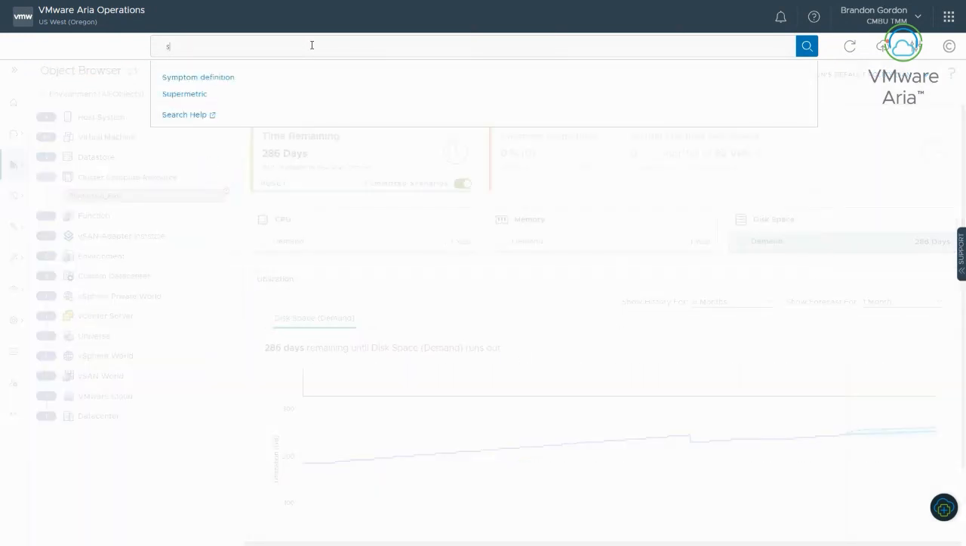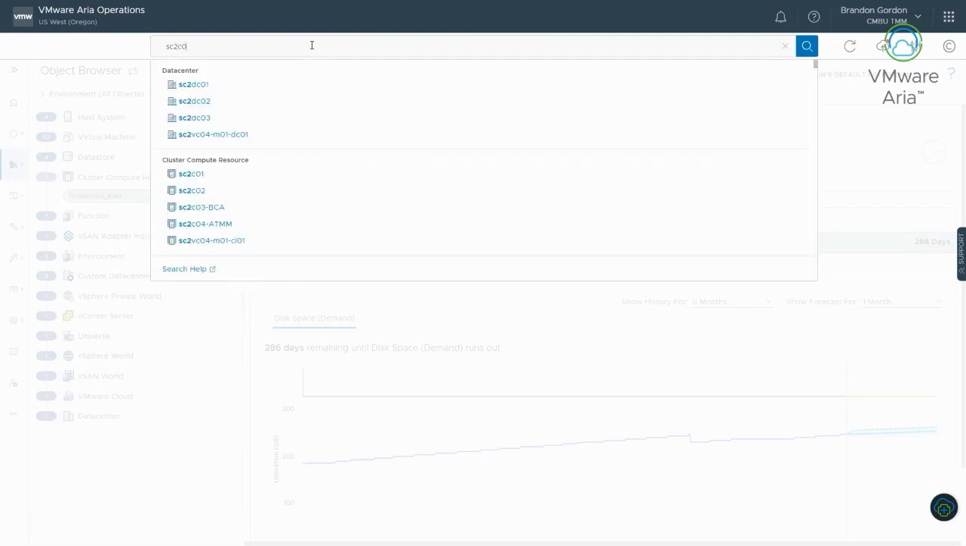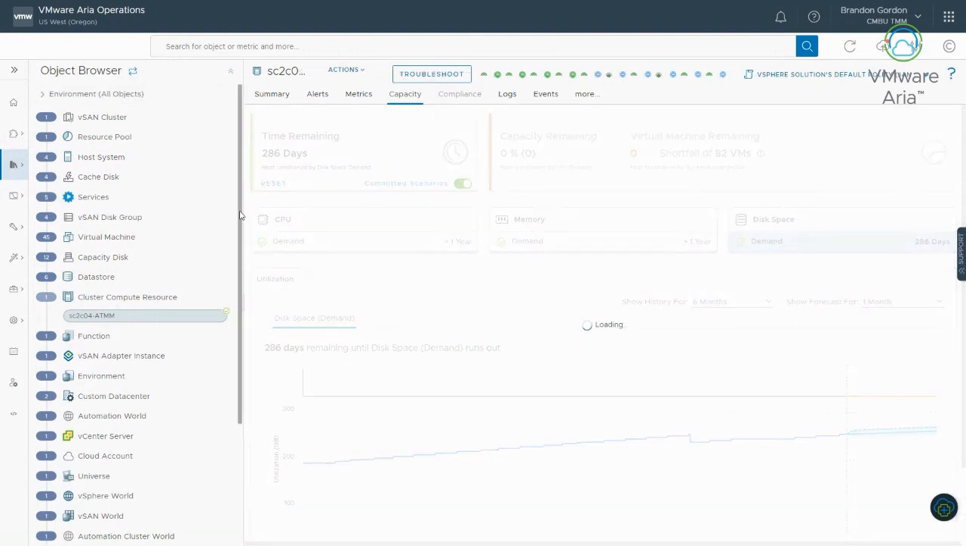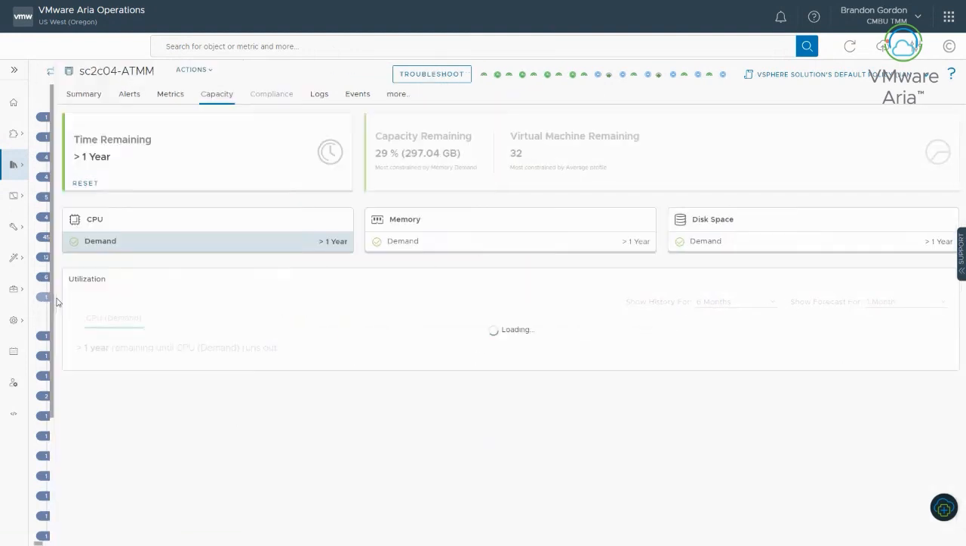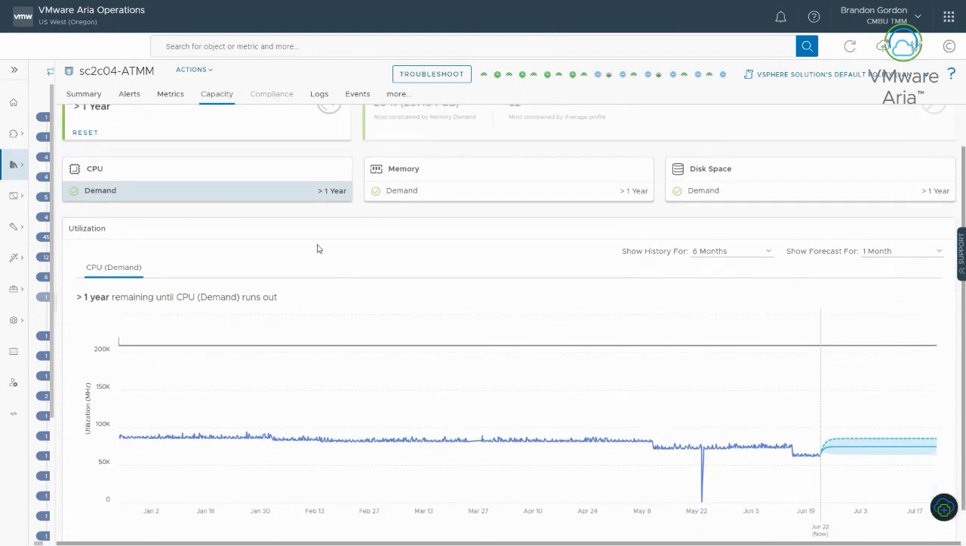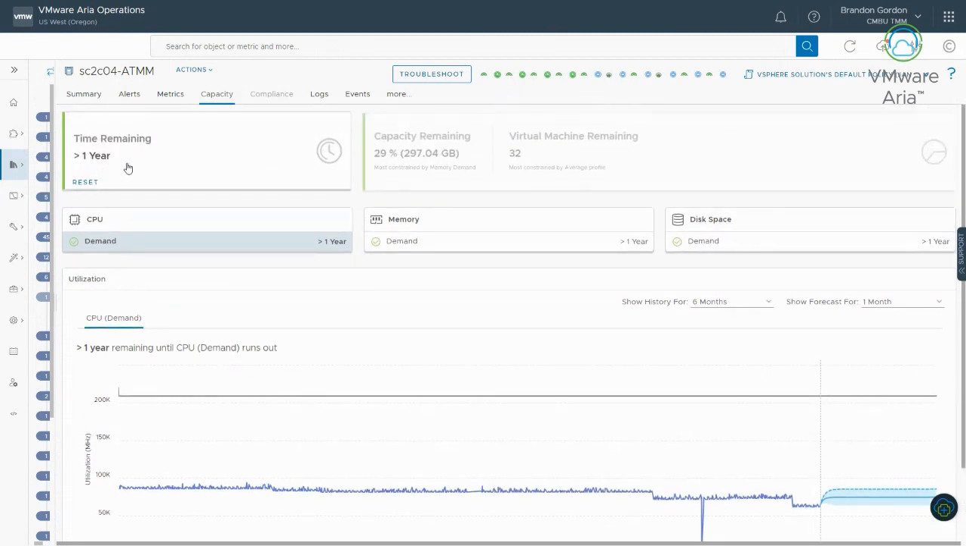Actually, let me go to a different cluster that shows a little bit more that I can talk to. Let me squeeze this over here. Okay, so I've just switched to a different cluster because this will have a little bit more data that I can talk to. You can see here it's saying my time remaining is greater than a year. So I have plenty of capacity in this particular cluster. It's saying I have a projected 29% capacity remaining.